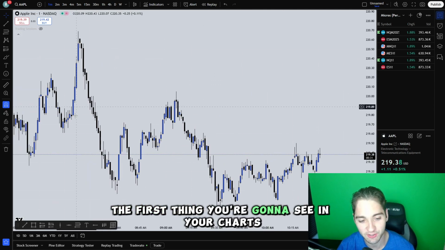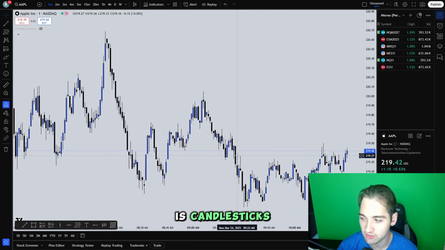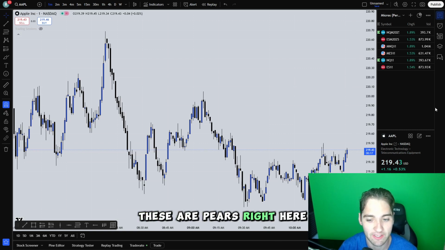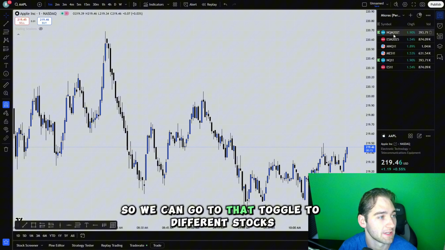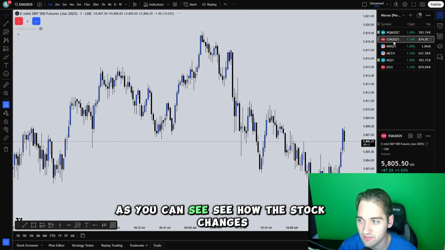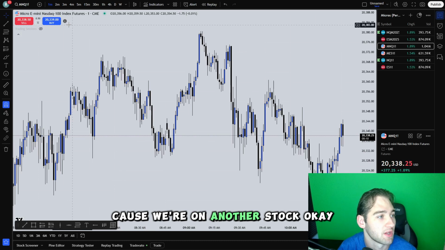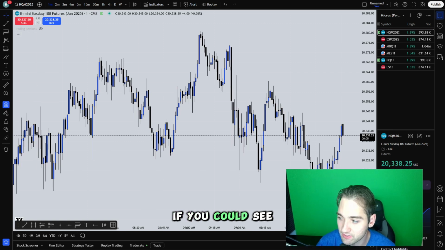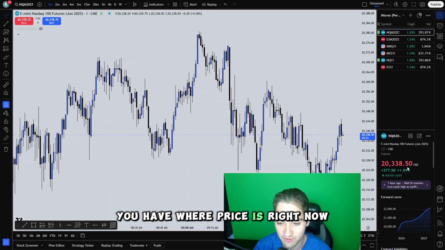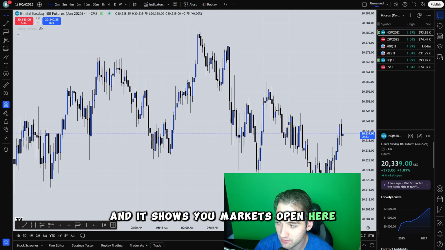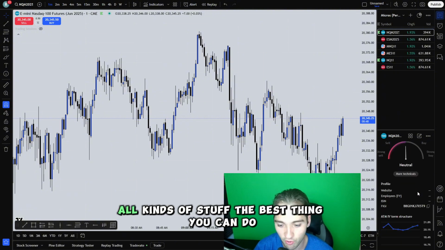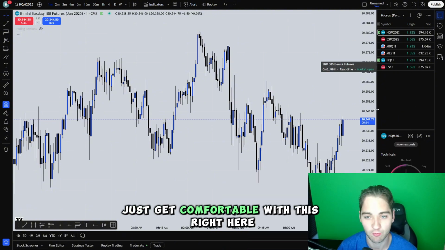This is the first thing you're going to see in your charts: candlesticks. And right here we have other stocks slash pairs that we could toggle to different stocks. As you can see how the stock changes, because we're on another stock. This is our watch list, and here you can see where price is right now, and it shows you markets open and all kinds of good stuff, like the seasonal charts. The best thing you can do is just get comfortable with this.